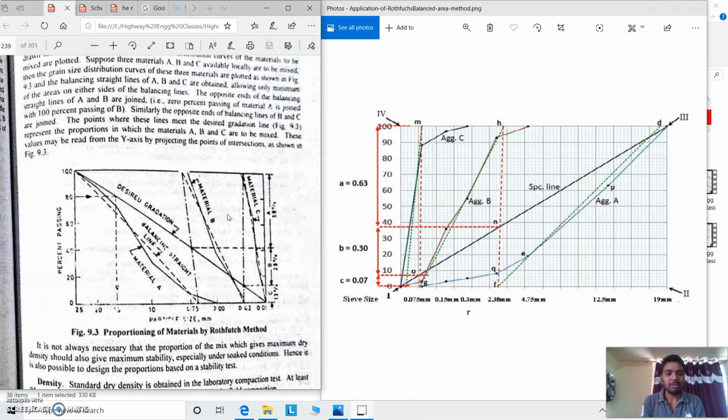In these materials, we don't know what percentage of material A, material B and material C is to be mixed, and what total percentage is to be considered for the particular soil material in the subgrade layer. That is what we have to find out by using this Rutherford method.